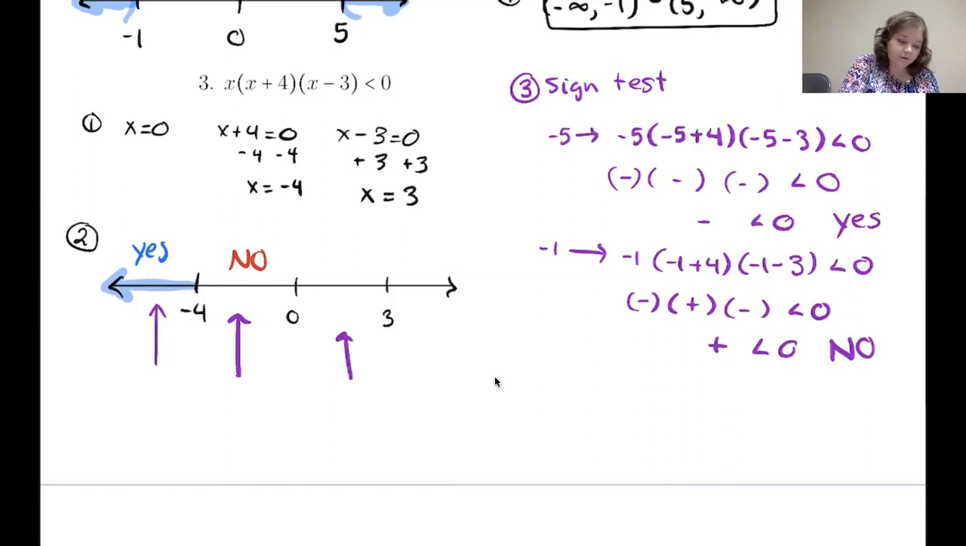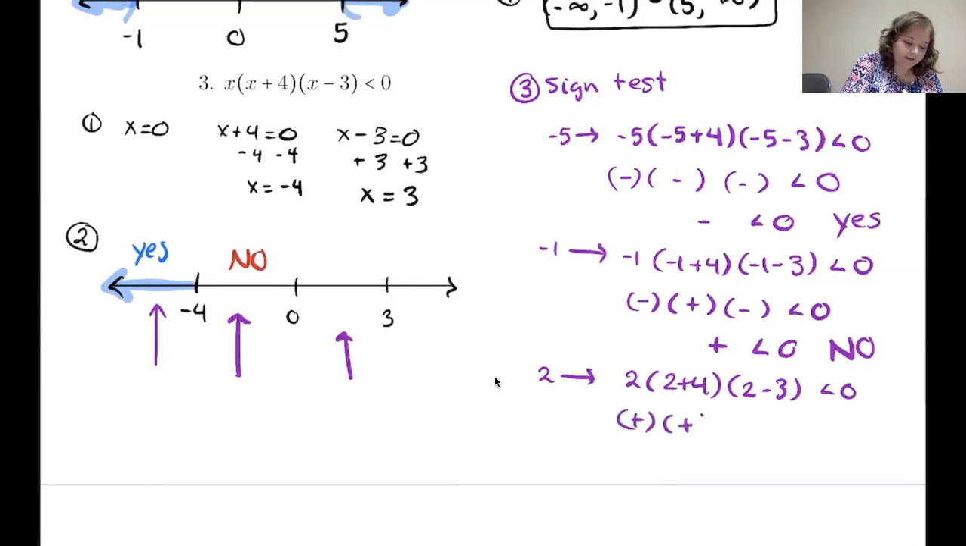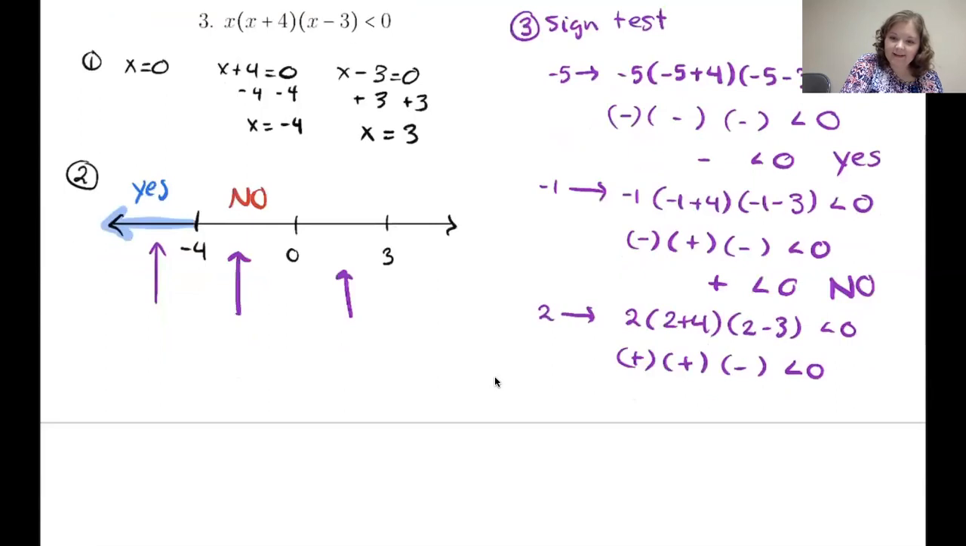Okay. For the next one, we can pick something between 0 and 3. So I will pick 2. And then plug it in and get 2 plus 4, 2 minus 3 is less than 0. And so 2 is positive, 2 plus 4 is positive, and 2 minus 3 is negative. And then positive times negative is a negative, which is less than 0. So that's a yes, that one is true. And so we shade that interval.